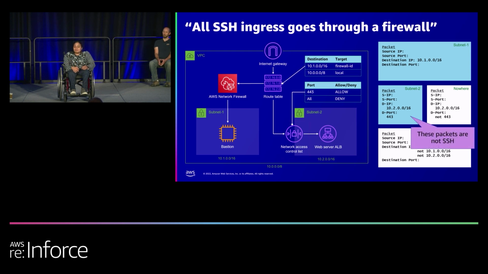Now, we have enough information to prove our universal statements. These packets are on port 443, so they are not SSH. And these packets include SSH, but we know that they go through the firewall based on the route table. So our universal property is true. Our universal statement holds. It is true for the entire universe of packets, which only required us to look at 4 different types of packets, very special types of packets. We call them symbolic packets.